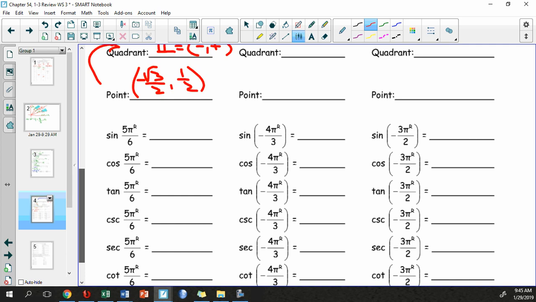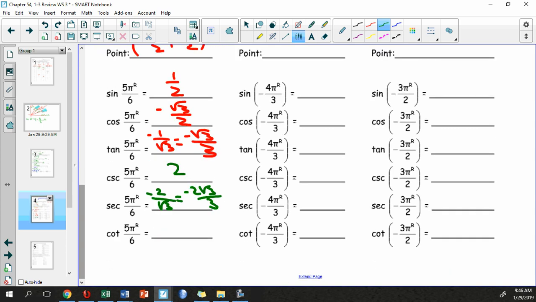Okay, so what's the sine of 5 pi over 6? 1/2. What's the cosine of 5 pi over 6? Negative square root of 3 over 2. What's the tangent going to be? The 2's cancel out. Negative 1 over the square root of 3, which is negative 3 square roots of 3 over 3. Yes? Negative square root of 3 over 3. Yes? If I know those 3, then what do I immediately have? This is going to be 2. This is going to be negative 2 over square root of 3, which is negative 2 square roots of 3 over 3. And this is going to be negative square root of 3. Yes?